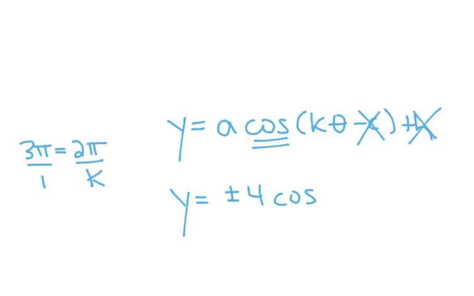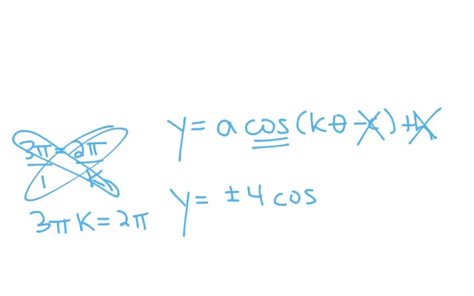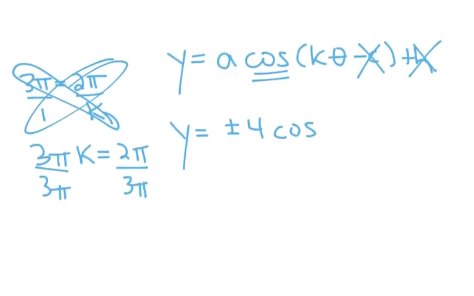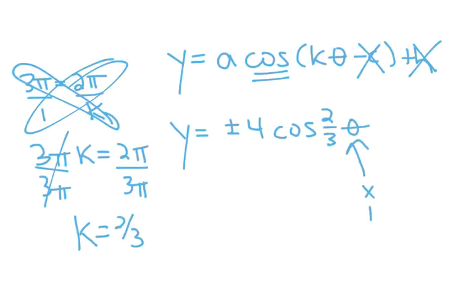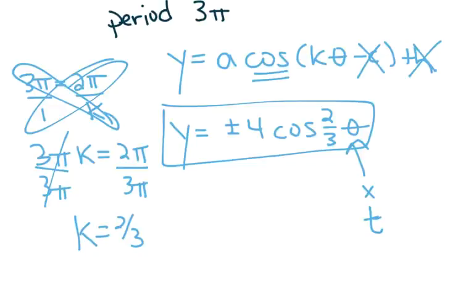This is going to be a proportion, and we solve proportions by cross-multiplying. So 3 pi K is equal to 2 pi. I divide both sides by 3 pi, and the pi's cancel, and I find out that K is 2/3. Now, sometimes we don't use theta, sometimes we use X or T, so it doesn't really matter what input variable the problem is using. And this is the final answer.